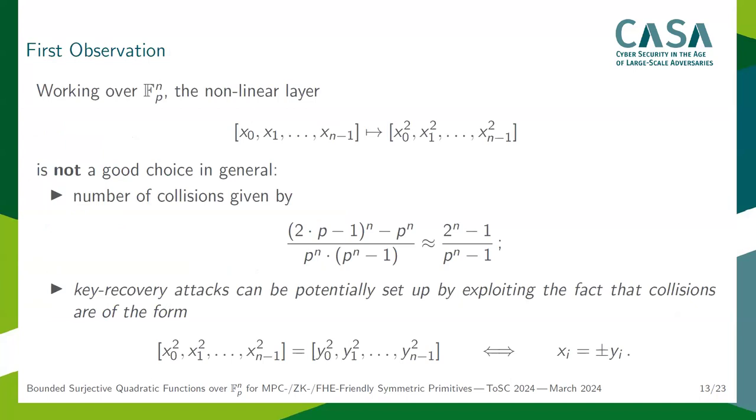So the trivial idea could be: we have the square map, we can just apply the square map on each component. But in general, this is not a good idea, for two reasons. First of all, the number of collisions is quite high. It's approximately 2 to the power of n divided by p to the power of n. We can do much better. And second of all, we can do key recovery. We can easily set up a collision by noting that a collision is of this form. We can keep, for example, n minus 1 components constant, guess the key in each component, and we can use the collision to do key filtering. So this is not a good approach.